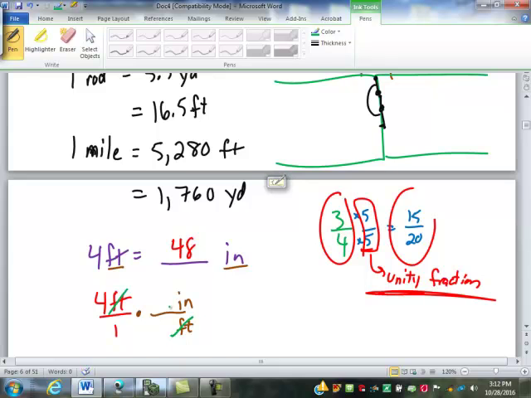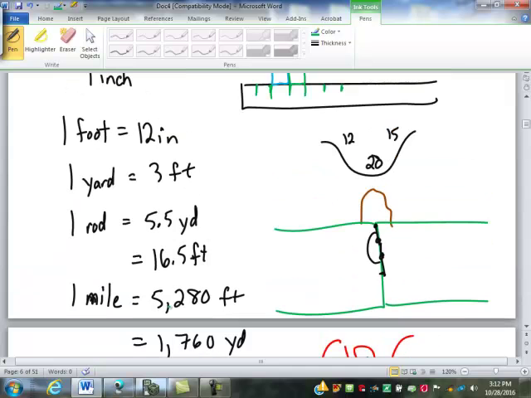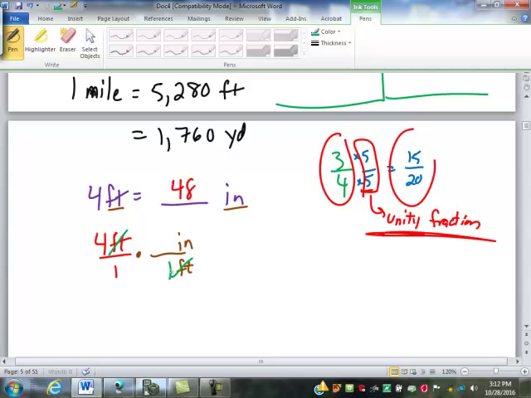What's my relationship between feet and inches? Well, 1 foot is 12 inches. So down here I put 1 with my feet, 12 with my inches. Now when we look at this, that doesn't look like it equals 1, but if you look closer, it does. 12 inches and 1 foot have exactly the same value.